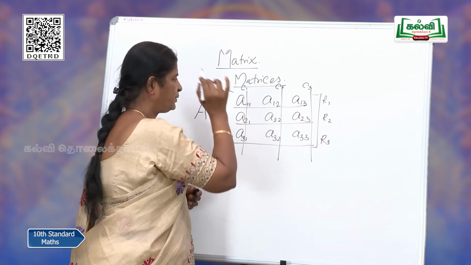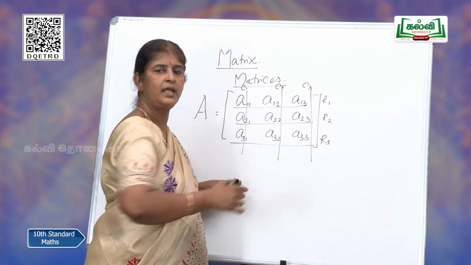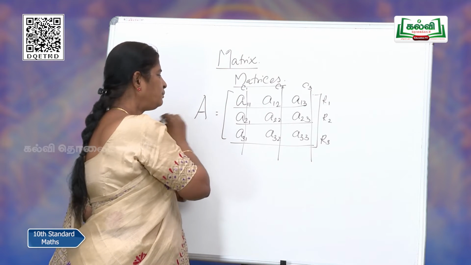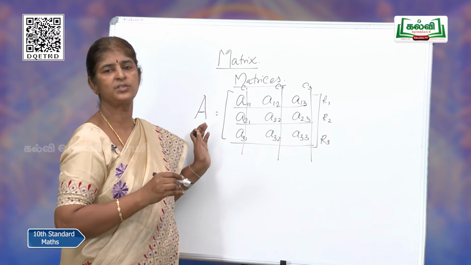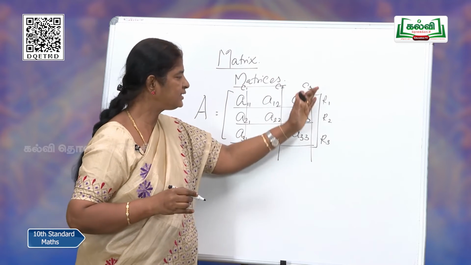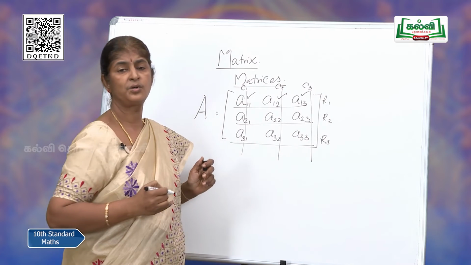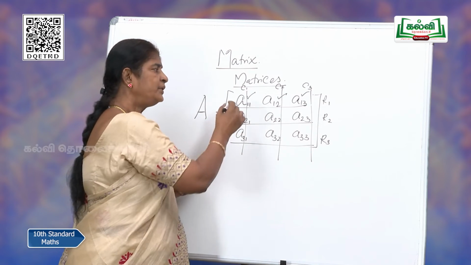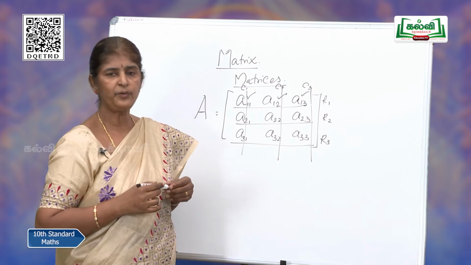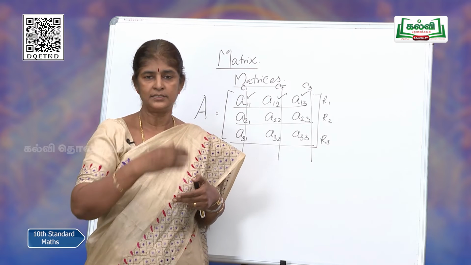This is considered to be a matrix, and all the elements should be enclosed by a bracket. It can be a square bracket or a curved bracket, whatever it may be. This is the name of the matrix, so a matrix should always be specified with a name: A is equal to. What are the things inside? These are called the elements of the matrix. How many elements are there in total? We have 9 elements. Now, we are going to see the different types of matrices and the order of matrices and so on.